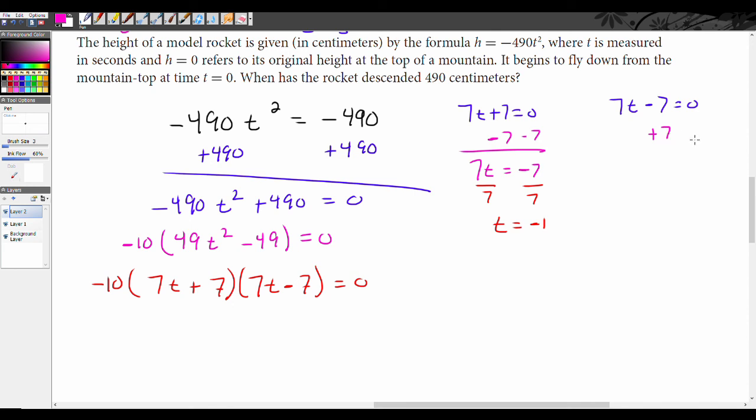This time I'm going to add 7 to both sides, and I get 7t equals 7. And when I divide both sides by 7, this time I get t equals positive 1. So when has the rocket descended 490 centimeters? After 1 second, because in this case t equals number of seconds.